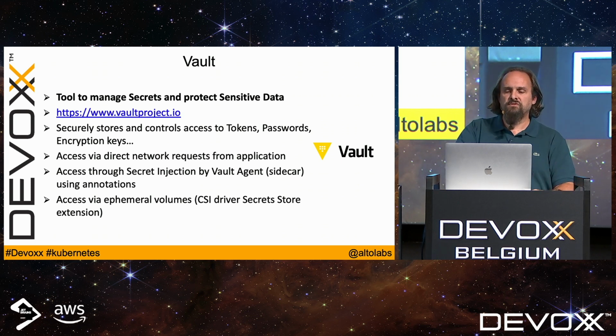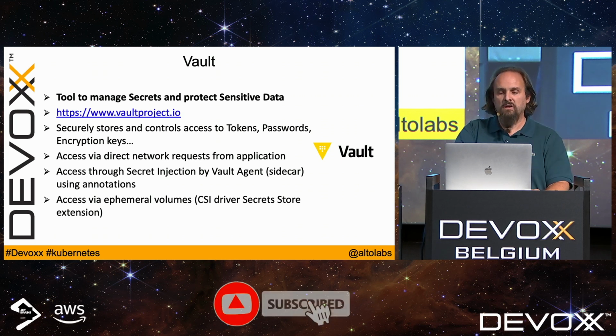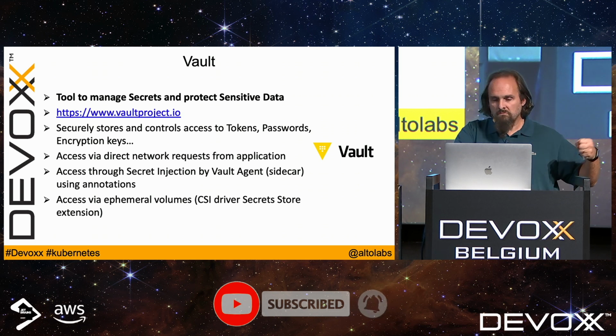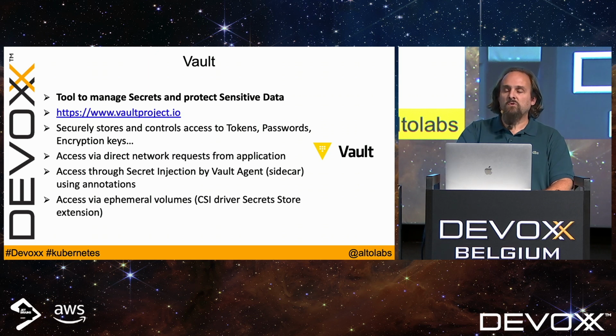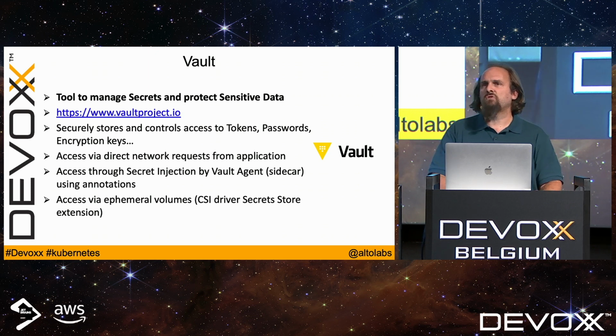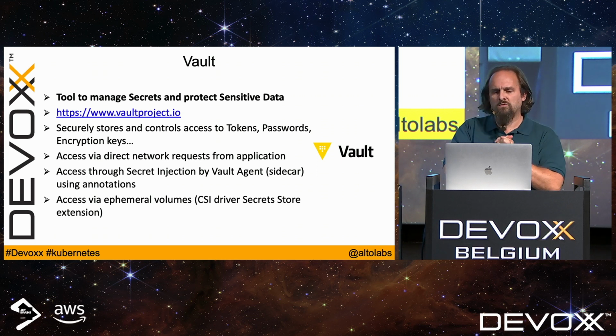You could also use secret injection thanks to the Vault agent, which would act as a sidecar inside your pod. And using annotations, the secret will be injected. Another way would be to use ephemeral volumes thanks to the CSI driver. This is a bit newer. Not so many people have used that yet, but this is a nice way also to integrate security.